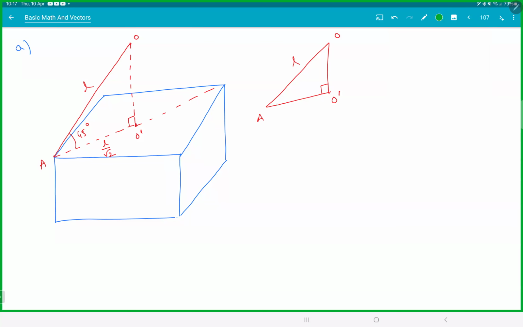Isn't this the half diagonal? This is the full diagonal, no? What is the full diagonal? L root 2. What is half of L root 2? L by root 2. So what is cos theta? L by root 2 by L, 1 by root 2. Theta is 45. So how did you get L by root 2? I didn't understand. The diagonal of the square.